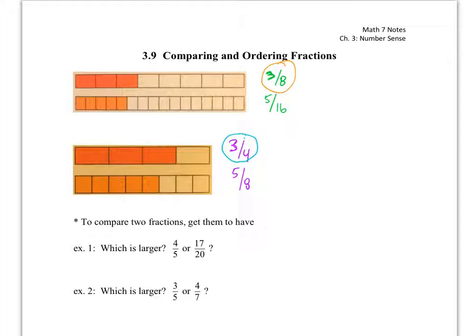Can we draw pictures? You could draw pictures. Yes, you could draw a picture for every single one. But then you have to be really careful of how you divide things, right? If you're going to divide into 16 parts, you have to have them exactly the same size every time. So we've got a different way to do it.